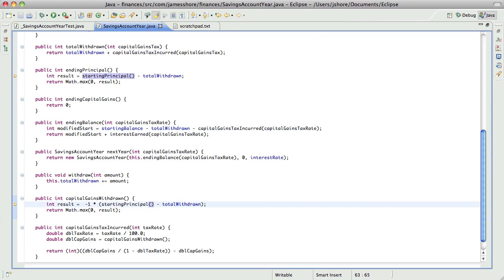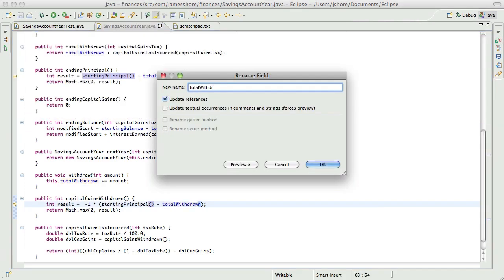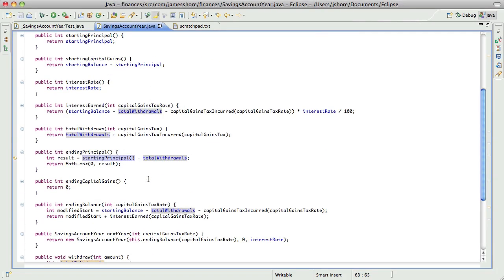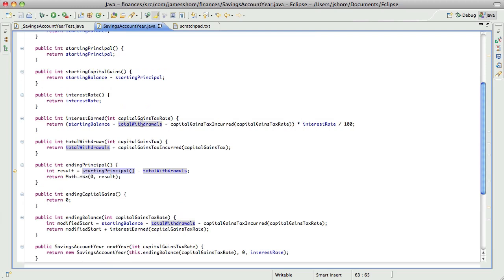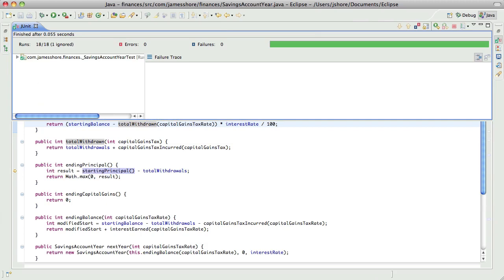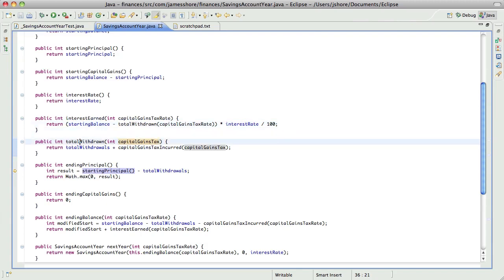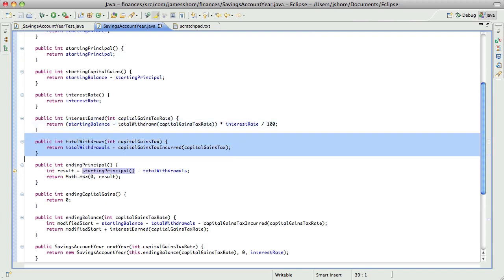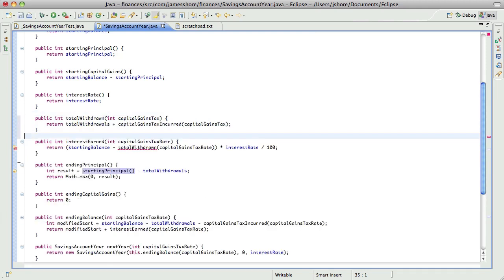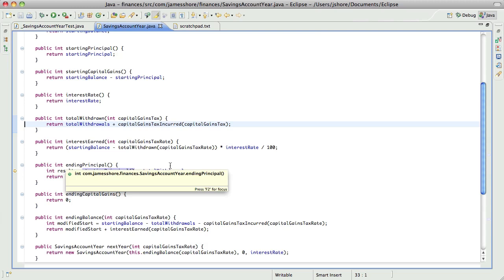That is a naming conflict. So let's do this, this works. Yeah, I'm going to rename that instance variable to total withdrawals. There we go. So now interest earned is going to equal starting balance minus total withdrawn times interest rate. Total withdrawn is going to equal the total withdrawals plus the capital gains tax incurred. Good. Ending principal is going to be starting principal minus the total withdrawals.